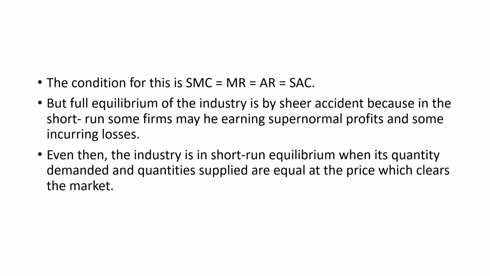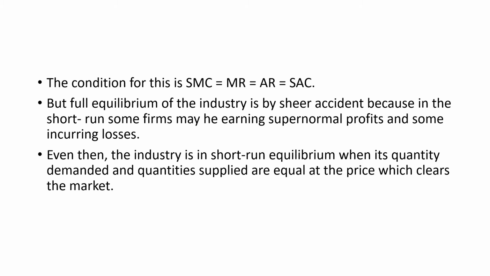But full equilibrium of the industry can happen, but you cannot assure that it would happen. It can happen as a result of chance. Because in the short run, in reality, only some firms will be earning the normal profit, whereas some firms will be earning supernormal profit and some would be earning losses. So this is the case with reality. All firms earning normal profit would just be an occurrence by chance.